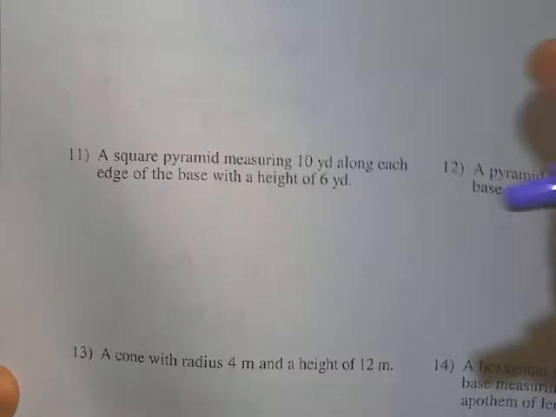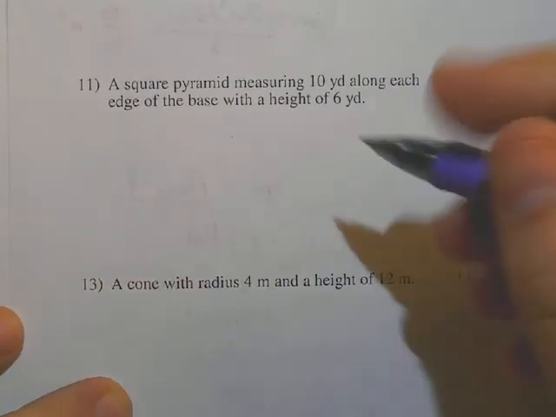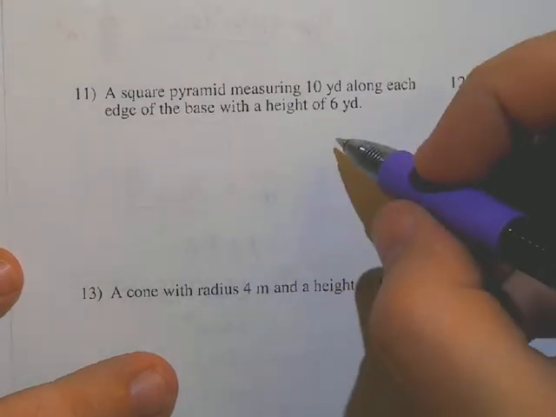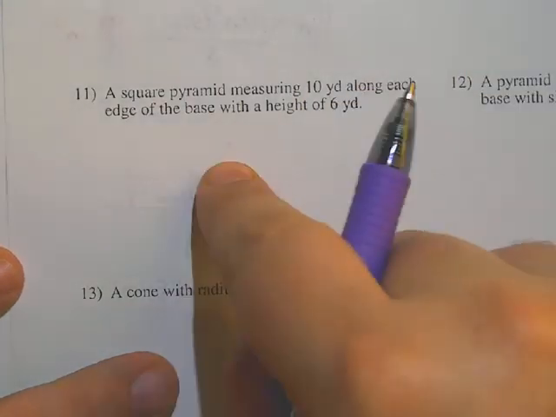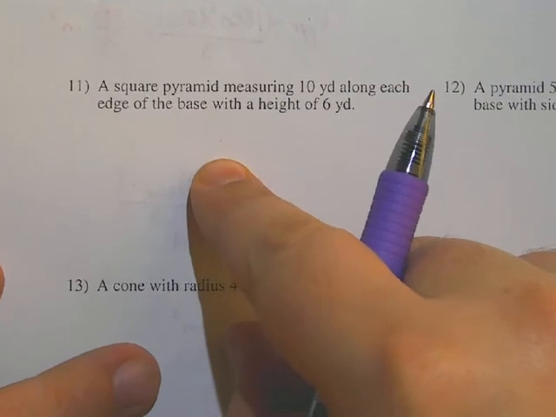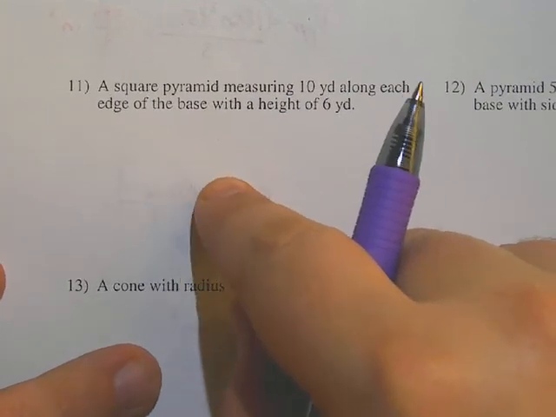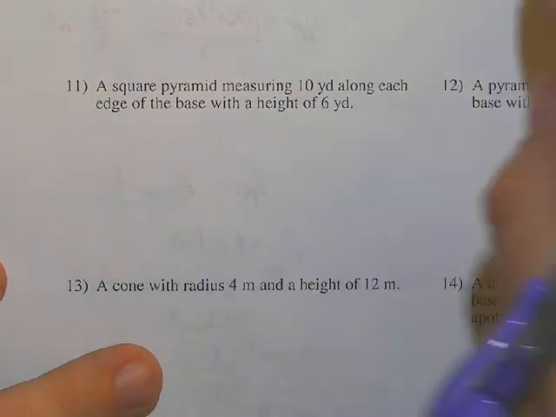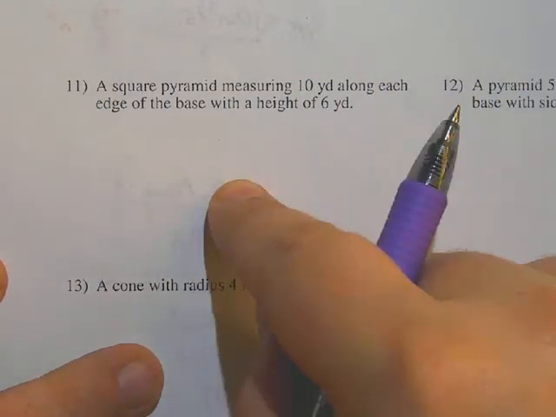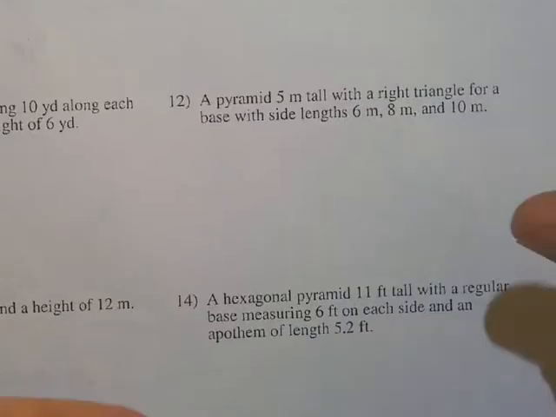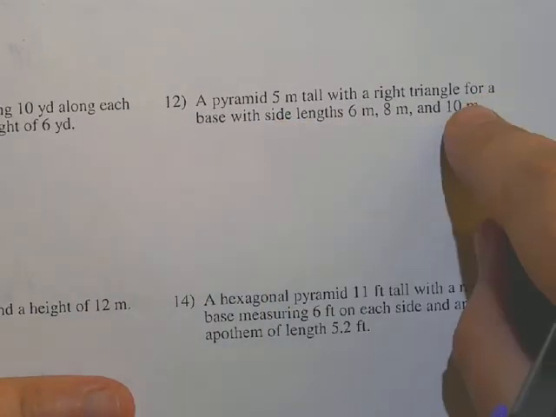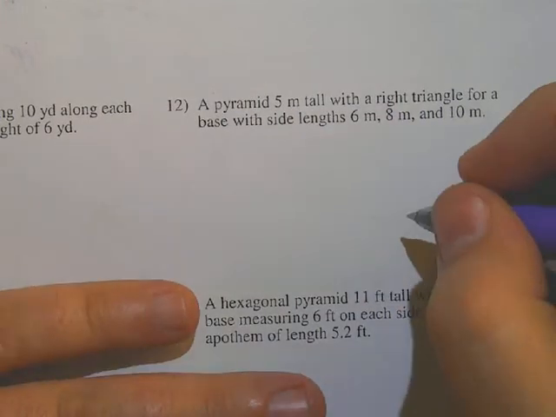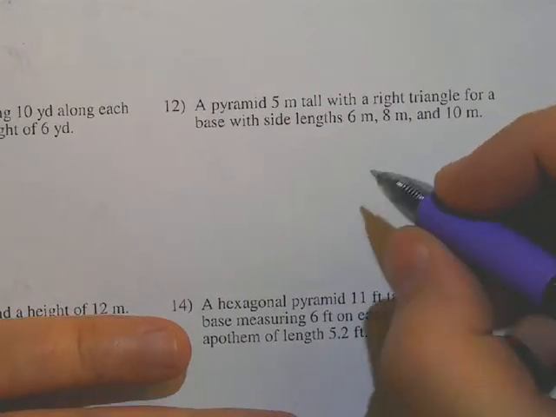So let's start with some of the word problems. We've got a square pyramid measuring 10 yards along each edge of the base with a height of 6 yards. I've already worked one of these out in the previous page of a square pyramid, so I'm going to skip this one. But if you want one, it's very similar to number 10, except for it's square for a base. Number 12, a pyramid 5 meters tall with a right triangle for a base. Has side lengths of 6, 8, and 10.